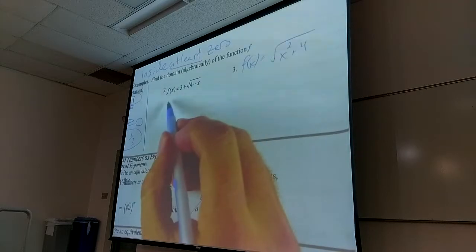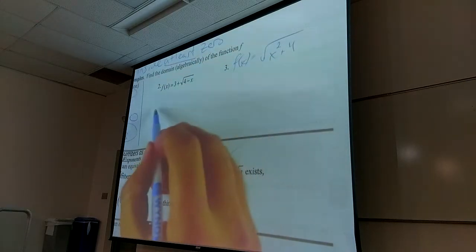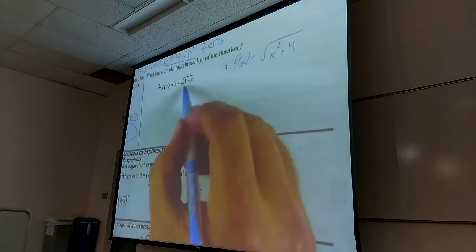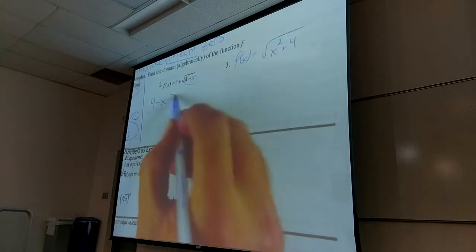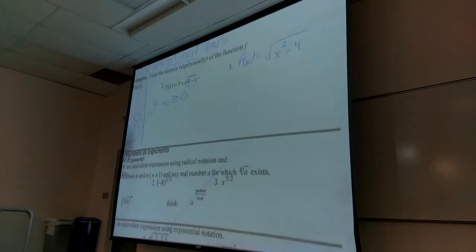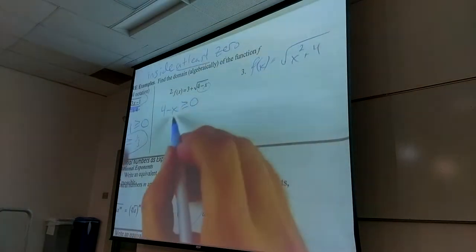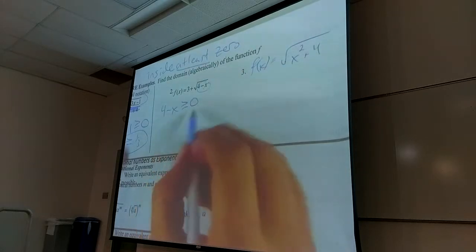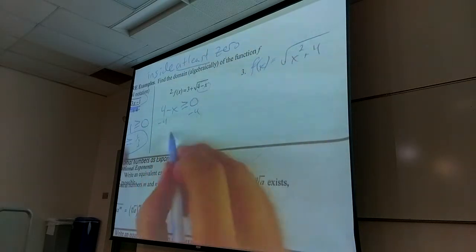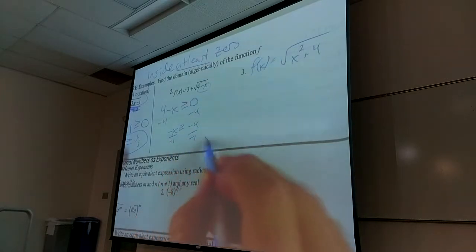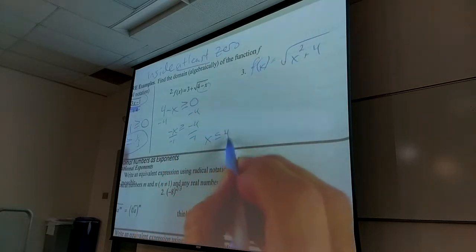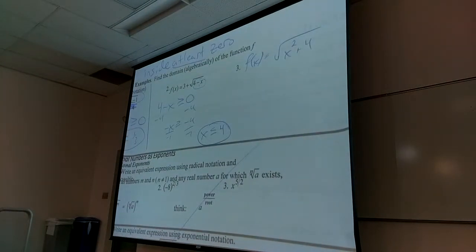How do I set up number 2? Yeah, the inside. So who gives a shit about this guy? The inside, 4 minus x, has to be at least 0. And then how do I solve that? Yeah, you could, and then divide by negative 1. So you get x, and you can make that interval notation, you can graph it, right? If I ask you to, yes?